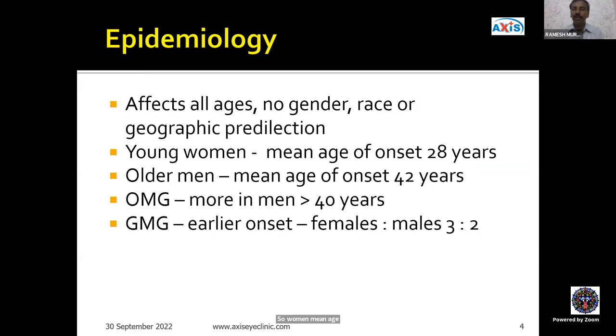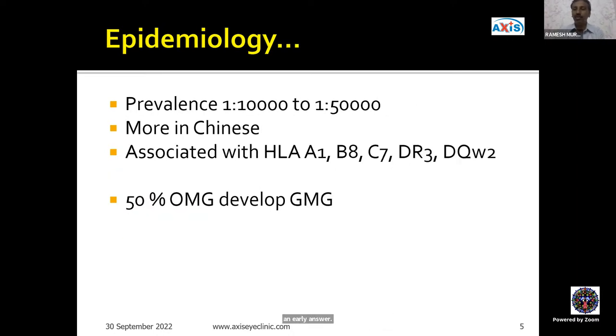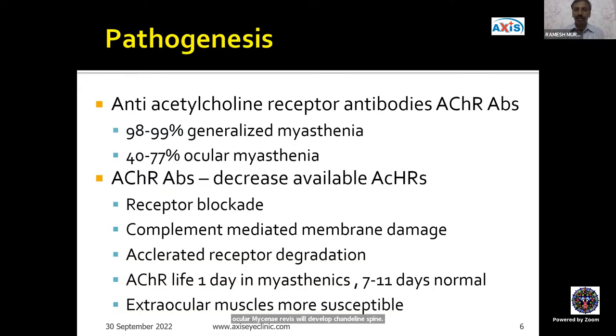If you look at ocular myasthenia gravis, it is more in men, more than 40 years, but the generalized myasthenia gravis has an earlier onset and more in females. Overall, if you see myasthenia gravis, the female to male ratio is 3:2. If you look at the prevalence, different studies have quoted different values for this, but on an average, it is about 1 in 10,000, 1 in 50,000, more in the Chinese, and there are different HLA associations with A1, B8, C7, DR3, and DQW2. And it's very important to remember that 50% of the ocular myasthenia gravis will develop generalized myasthenia gravis. So this has a very important clinical significance.